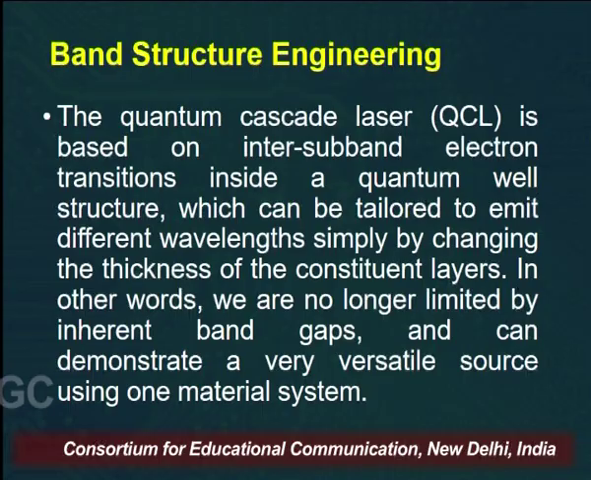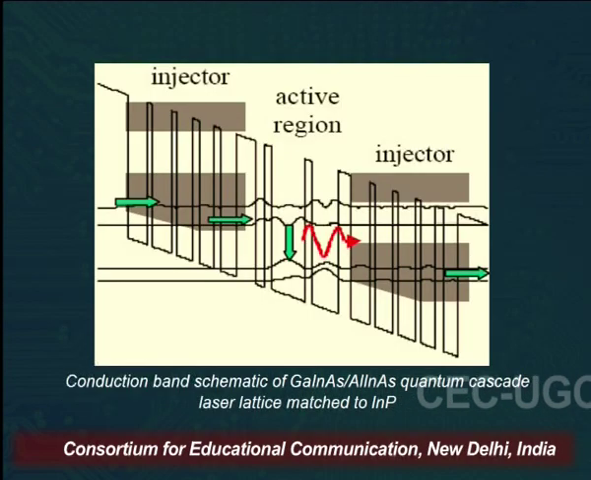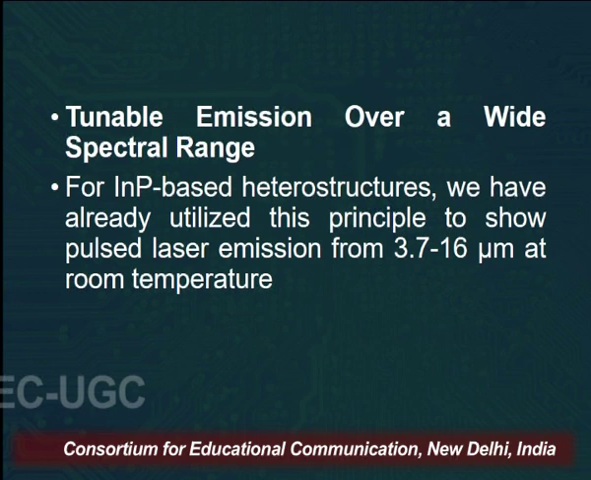So, if we talk about the band structure of QCL, the quantum cascade laser is based upon the intersubband electron transition inside a quantum well structure. So, we are no longer limited by the inherent band gap, and can demonstrate a very versatile source using one material system, that we have discussed, having various potential wells. You can see here there is an injector and the active region where we are getting the output. The blue sign is representing that lasing action can be produced between these sublevels.